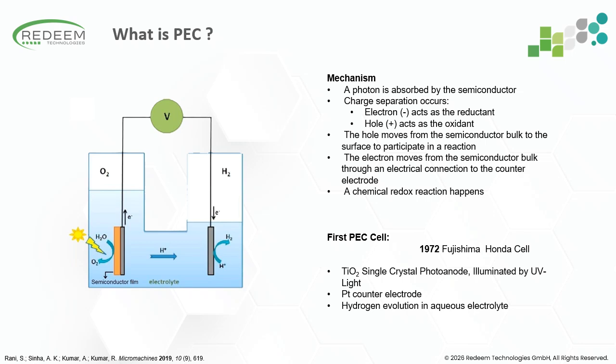The electron, on the other hand, travels through the semiconductor into the external electrical circuit and reaches the counter electrode on the right. And there it participates in a reduction reaction, where protons from the electrolyte are converted into hydrogen gas. Meanwhile, ions inside the electrolyte maintain charge neutrality by completing the internal circuit. So in summary, photoelectrochemistry converts solar energy directly into chemical energy by spatially separating oxidation and reduction reactions.